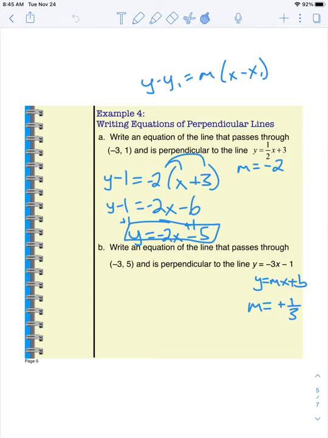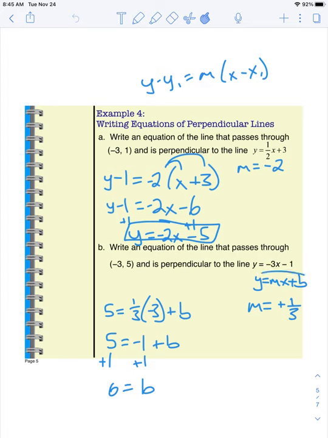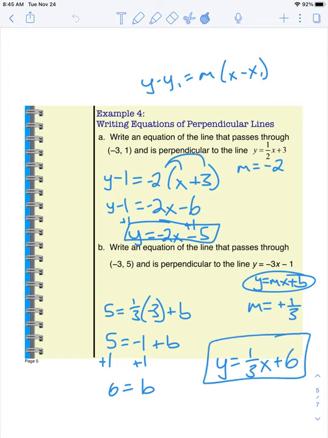All right, so now I'm going to plug in x, y, and m and solve for b. y is 5, m is 1/3, x is -3, plus b. So 1/3 of -3 is -1, so now I have 5 equals -1 plus b. We're going to add 1 to both sides, and 6 equals b. So now I can write my slope-intercept equation: y equals 1/3 x plus 6. There is my perpendicular line.